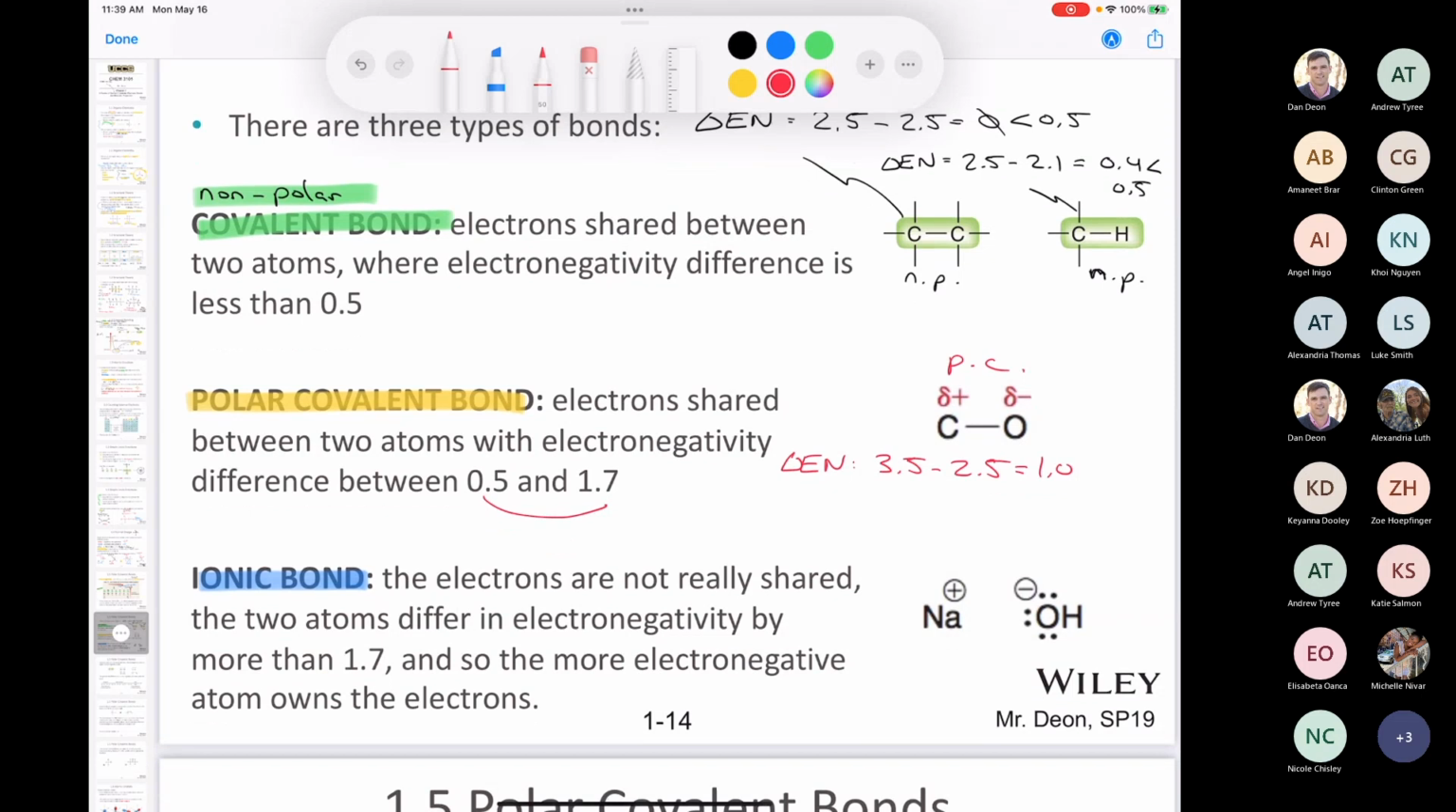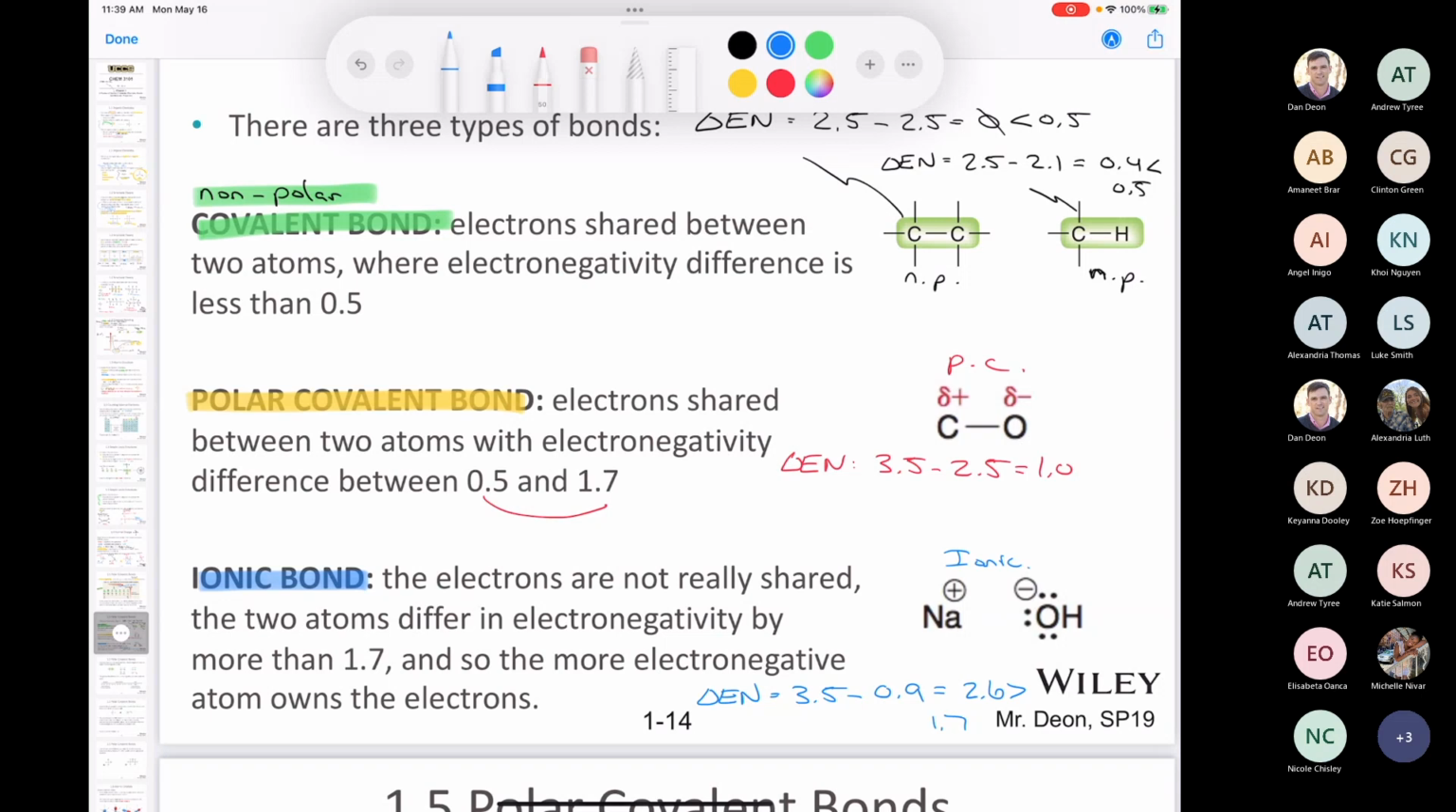And then if you go to sodium hydroxide, here you would start with the oxygen, which has an electronegativity of 3.5. And sodium is only 0.9. And so that gives you 2.6. So 2.6 is greater than 1.7. And therefore, this would be considered ionic. All right. And so you got to know the difference between nonpolar covalent, polar covalent, and ionic bonds.